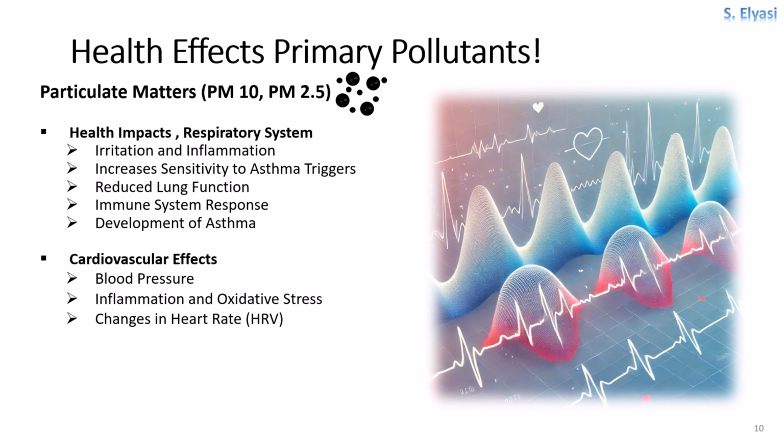Changes in heart rate variability. Exposure to particulate matter is associated with changes in heart rate variability, HRV, which is an indicator of how well the heart responds to autonomic nervous system signals. Reduced HRV is linked to increased risk of heart events.